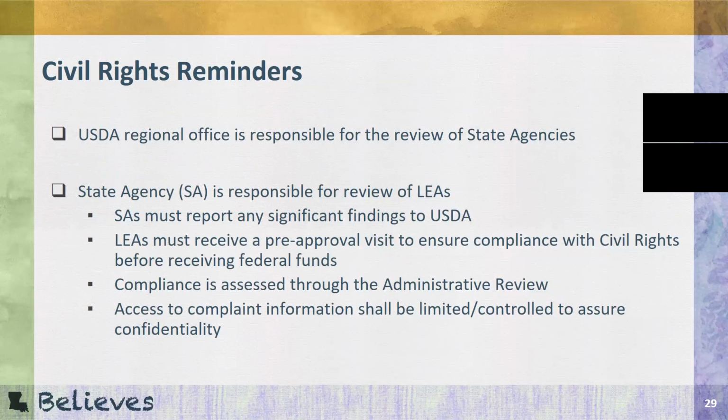A few civil rights reminders include the USDA regional office is responsible for the review of the state agencies. The state agencies are responsible for the review of the child nutrition program. State agencies must report any significant findings to USDA. CNPs must receive a pre-approval visit to ensure compliance with civil rights before receiving federal funds. And compliance is assessed through the administrative review process.